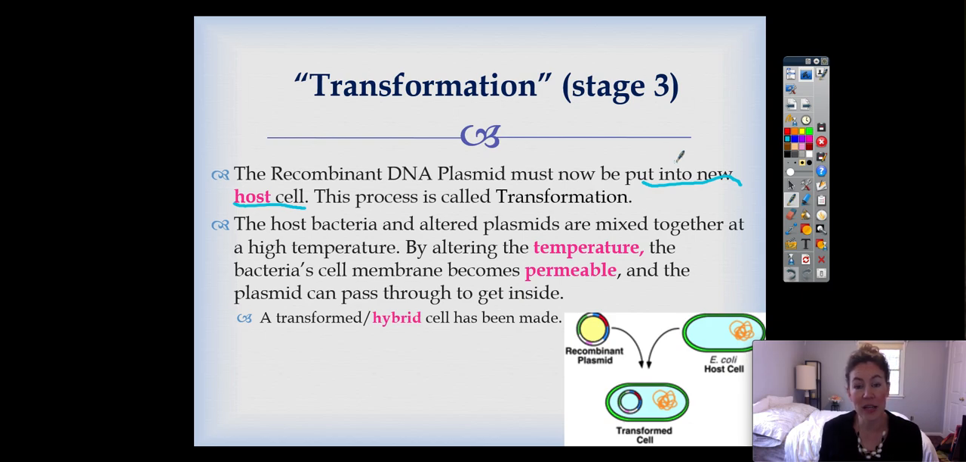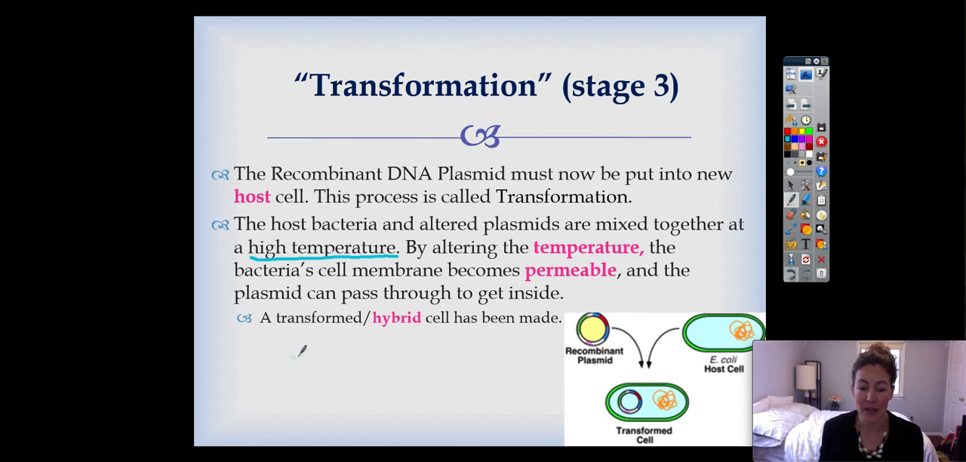The process of putting that recombinant plasmid, look at that, I need more coffee, of putting that recombined plasmid, 2 different DNA sources, back into a bacteria, that process is called transformation. We're going to be transforming the bacteria. So the host bacteria and the altered plasmids get mixed together. You kind of put them in a big bowl, mix them together. This has to be done at a high temperature.